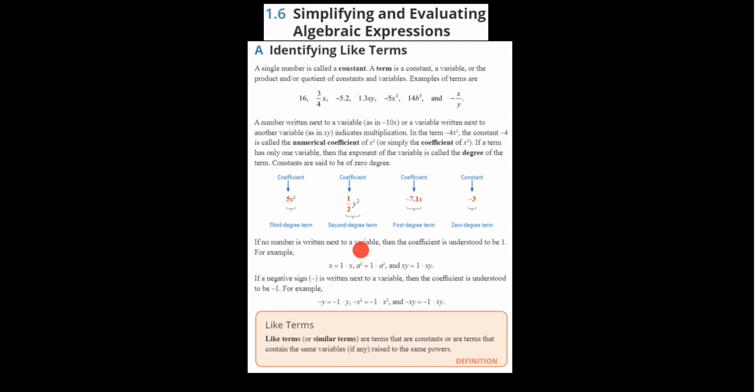If no number is written next to a variable, then the coefficient is understood to be 1. For example, x is equal to 1 times x, which makes sense, right? 1 times anything. If you put anything out there, there's always an implied 1 involved, right? For instance, even this 16 right here, there's an implied 1 times 16 there. We obviously don't write it because, why stop at just 1? We could say 1 times 16. But it's an implied 1, and we use that quite often to do some manipulation of mathematical equations.